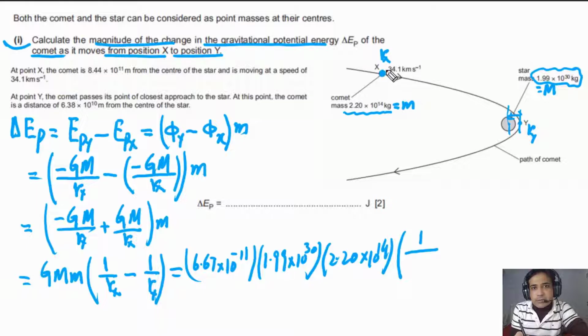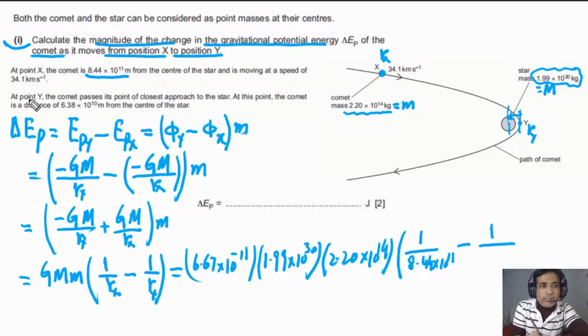Rx is the distance of the comet when it is at point x. At point x the distance is given, that is equal to 8.44 times 10 to 11, minus, when the comet is at point y, meaning the distance between the center of the star and the center of the comet when the comet is at point y. At point y the distance is also given to us, so here this is the distance. So we have this is 6.38 times 10 to 10.